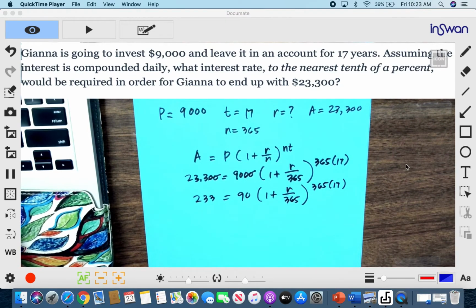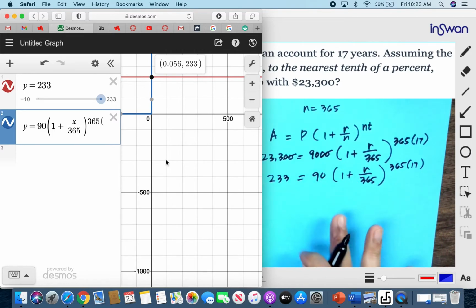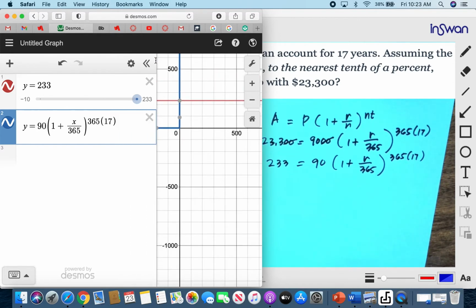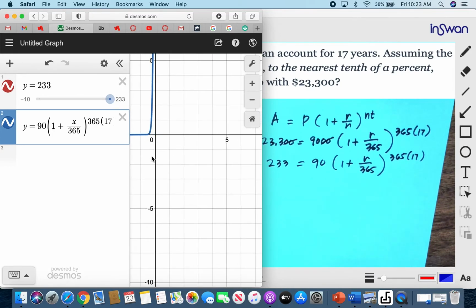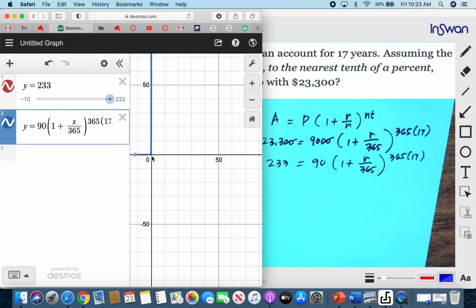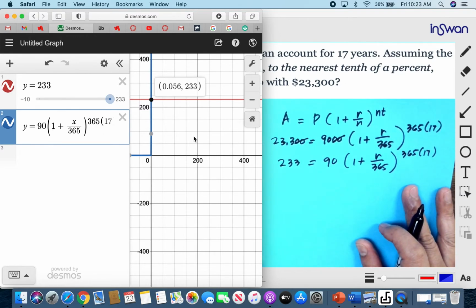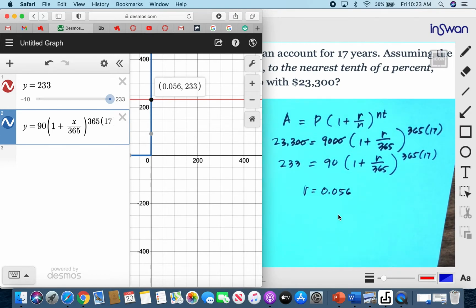So if we are using our Desmos graphing calculator, this will be our problem. Just write y equals 233 on our first part and y equals 90 times 1 plus x over 365 raised to 365 times 17. Okay, and then of course, originally your graph looks like this. It doesn't show much, but if you're going to zoom it, you would see the point of intersection right out, and it gives you 0.056. So R is 0.056.